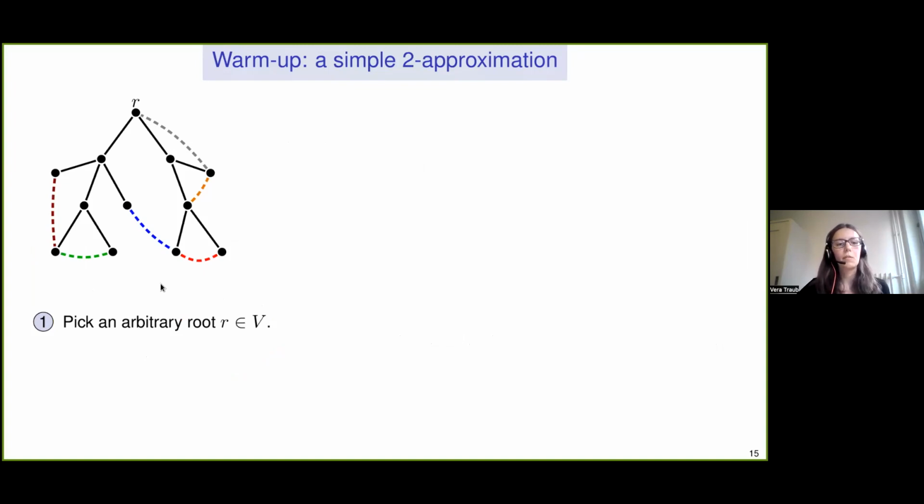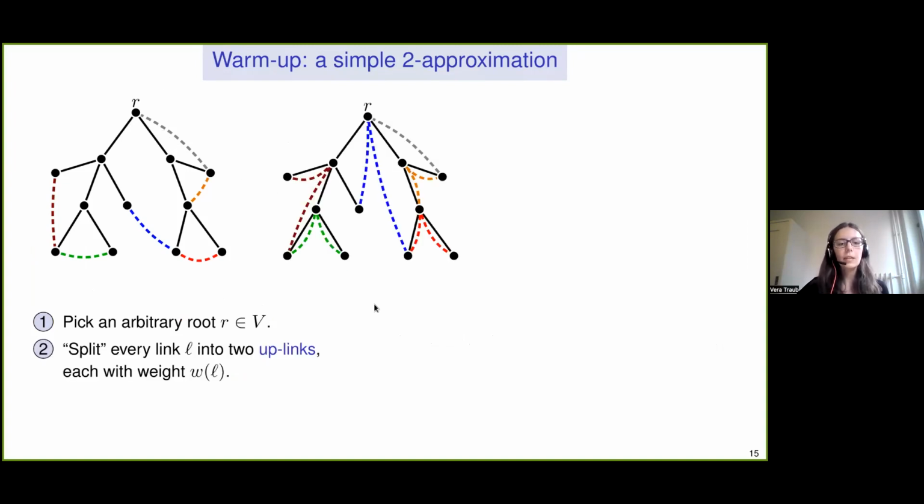So what we will do is we start by first picking an arbitrary root vertex of our tree here. And then in the second step, I will split every link into two so-called uplinks that each have the same weight as the original link and together cover the same edges as the original link. So let me show you what I mean by this. So first of all, what is an uplink? An uplink is simply a link where one endpoint of the link is an ancestor of the other endpoint in this tree.